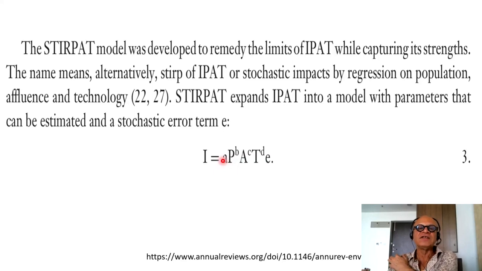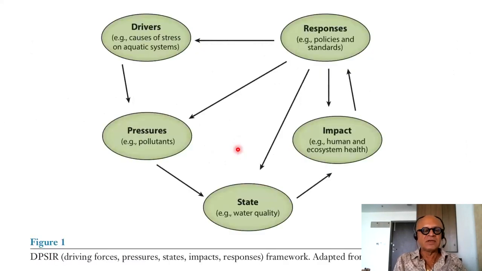Obviously, these are diagnostic models where, given, let's say, population and affluence, technology impact can be derived, or if impact is known, then you can derive technology, which is a driver of that particular stressor on the environment. Okay. The other model is called DPSIR, the Driving Forces, Pressures, States, Impacts, and Responses framework.